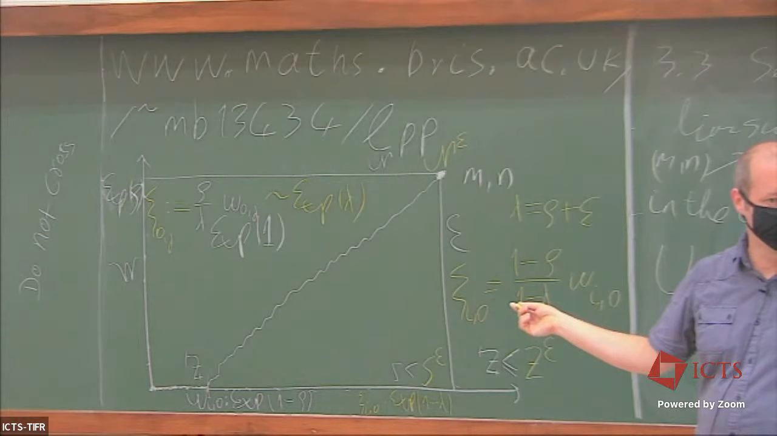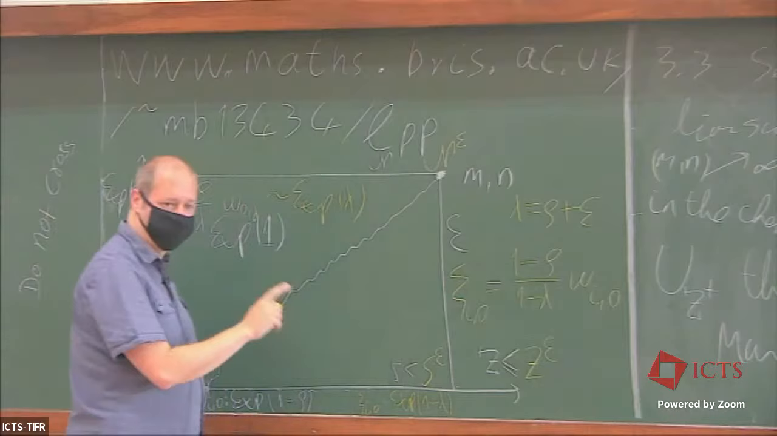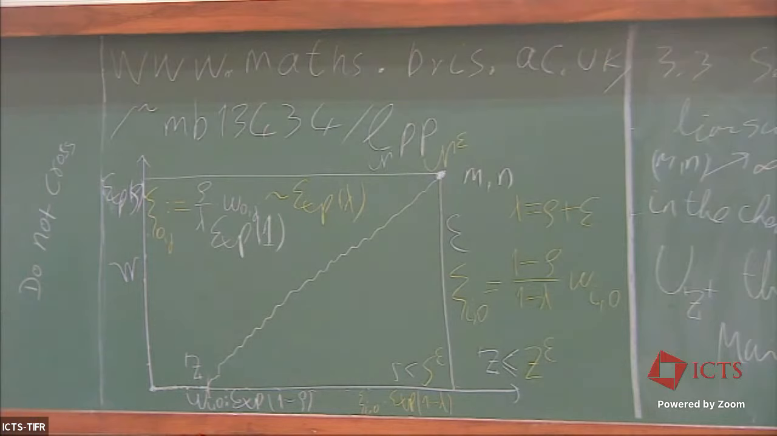The way I get this is I multiply the horizontal south boundaries by this constant, (1 minus rho) over (1 minus lambda), which makes it bigger, and the west boundaries by rho over lambda, which makes it smaller. So these guys are actually smaller than the omegas. And the bulk weights are the same.